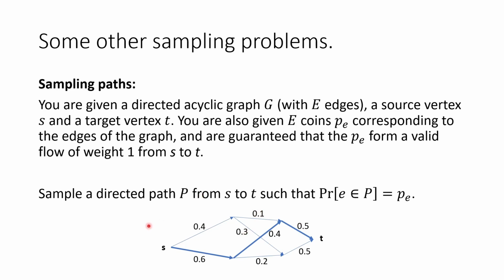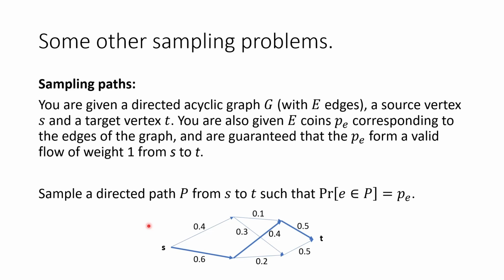And your task here is to sample a directed path from S to T, such that the probability that an edge is in the path is exactly the weight, the probability of the coin corresponding to that edge. So again, you're given some sort of marginals, the marginals associated to edges, and you want to sample a path that satisfies these marginals.